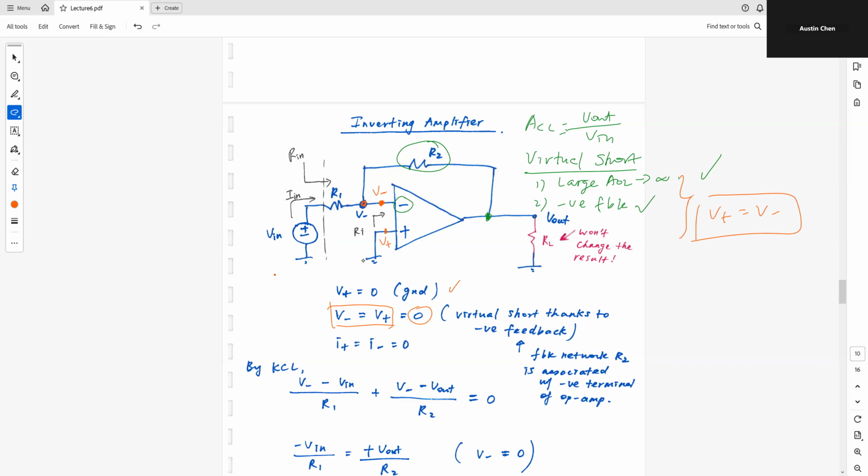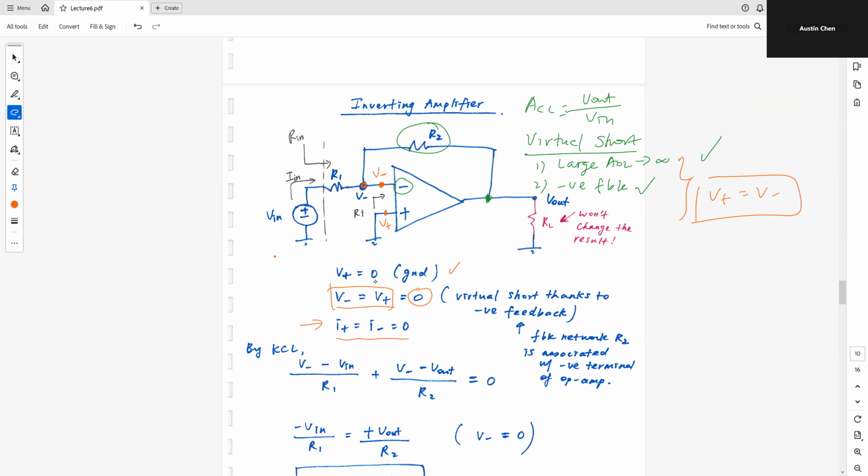And then the next one comes from one of the properties of your ideal op amp, which is having a large input resistance, equal to infinity. When the input resistance is equal to infinity, there will be no current going into the two terminals, I plus and I minus. So I plus is equal to 0 and is equal to I minus.